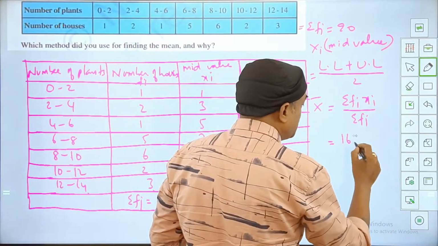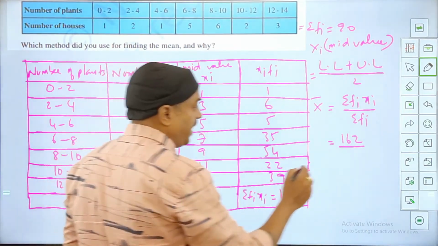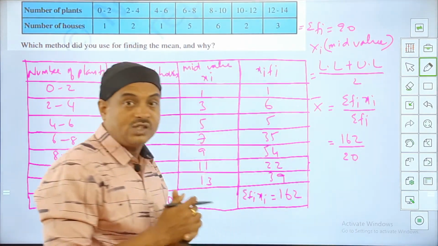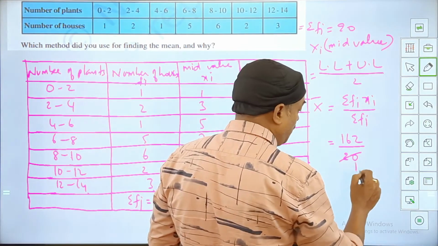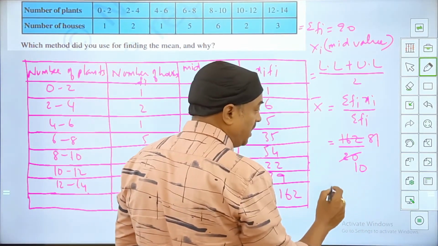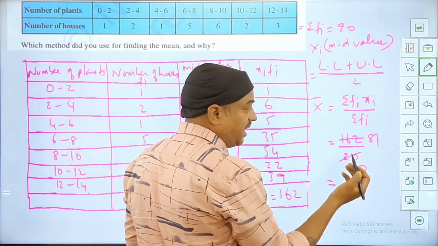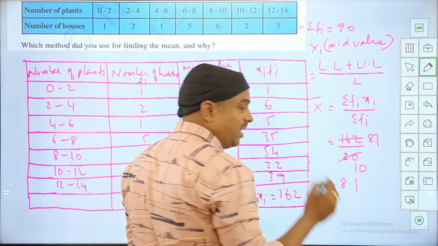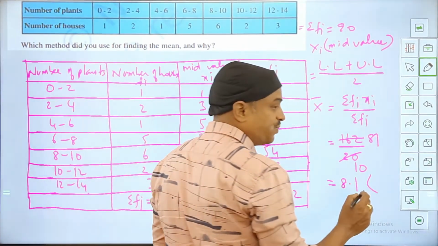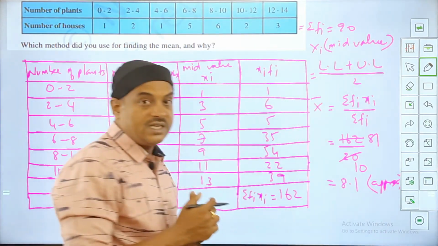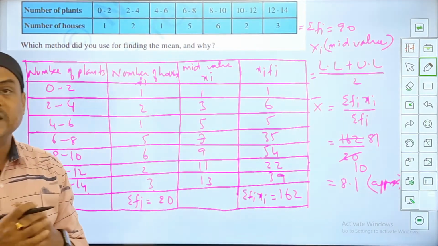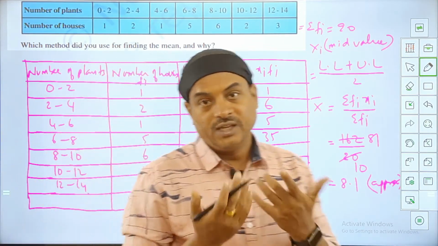Now it is 162 upon summation of Fi, which I got as 20. Now to make the calculation easy, I can divide this by 2, which is going to be 81, and 81 divided by 10 is going to be 8.1. And please, in every statistics problem, do not forget to write approximately, because these are not accurate numbers. This always leads to an approximate value of the mean.